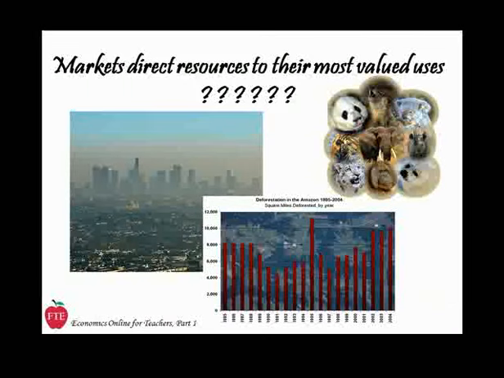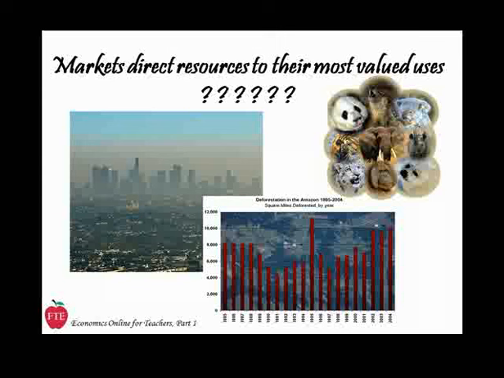Oh yeah, you say. So you really think so? How's that market allocation thing working out for us? We have pollution and disappearing rainforests and endangered species and stinking trash dumps. And you'd have a point that has spurred economists to ask, I wonder what's going on here.